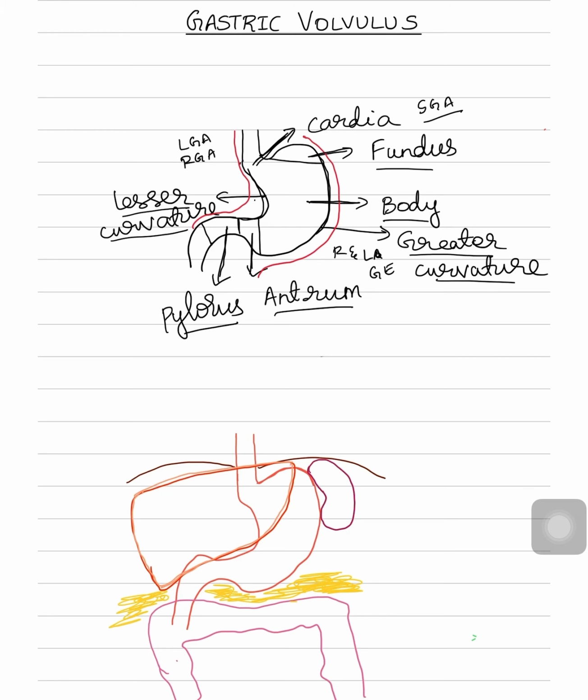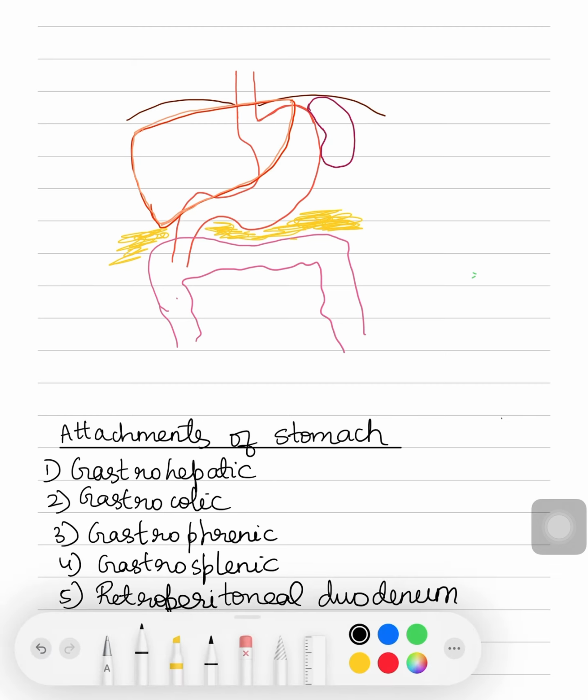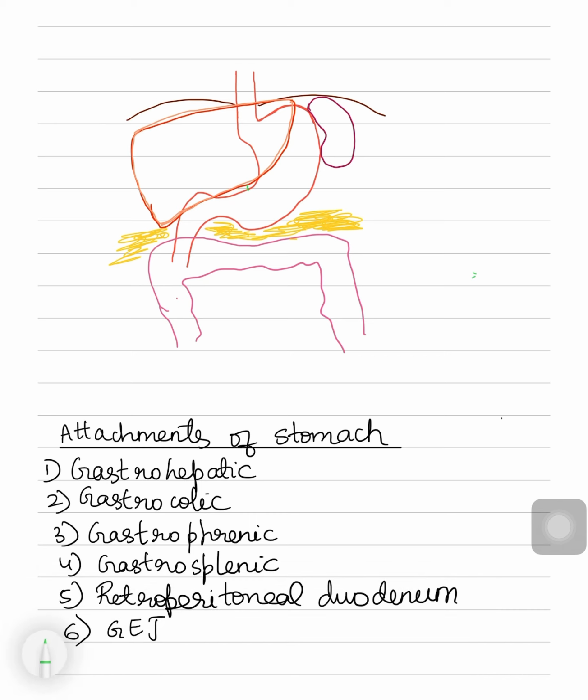and left gastroepiploic arteries. So coming to the relations, you have the attachments of the stomach: the gastrohepatic, between the stomach and the liver, the gastrocolic between the stomach and the colon, and you have the gastrosplenic and the gastrophrenic to the diaphragm, and there is the retroperitoneal duodenum and the gastroesophageal junction. So all these ligaments help in holding the stomach in its position.